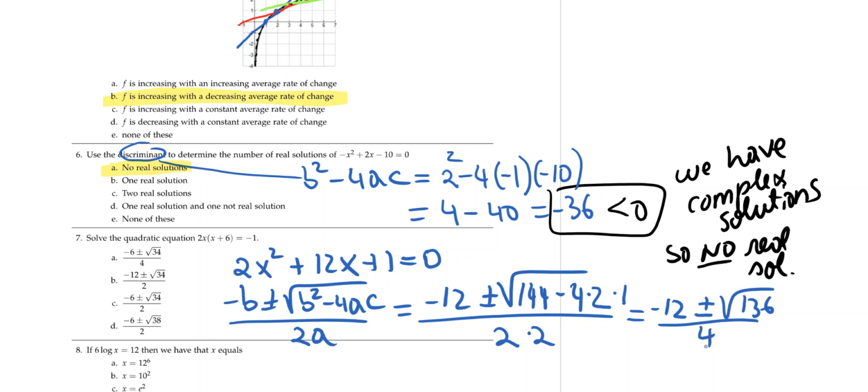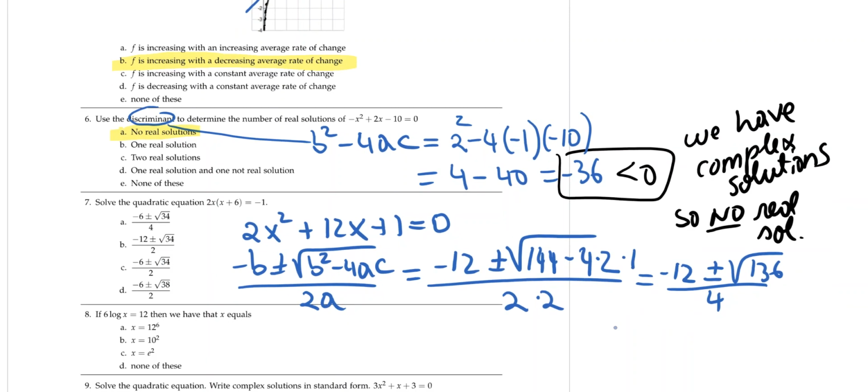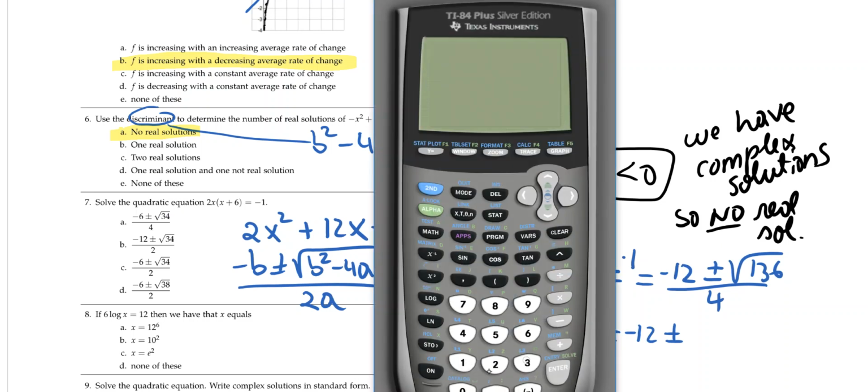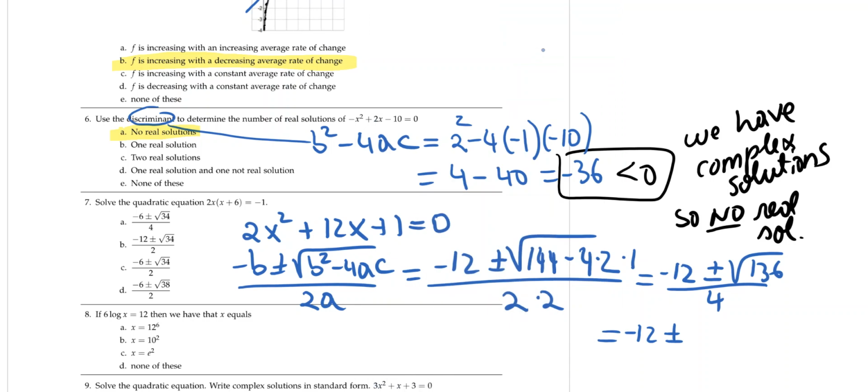And then you look and see that none of these answers are like that, so chances are you've got to work it out a little more. So -12 plus or minus, let's reduce 136. And you should get a hint since you have 34 or 38. See if 34 goes into 136. So let's see. 136 divided by 34 is 4. So that's good. So then I can write 136 as 4 times 34.